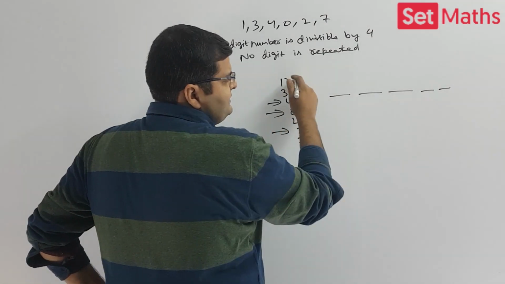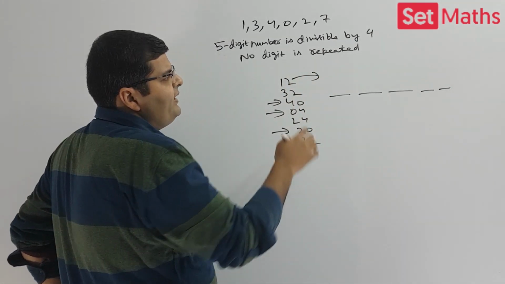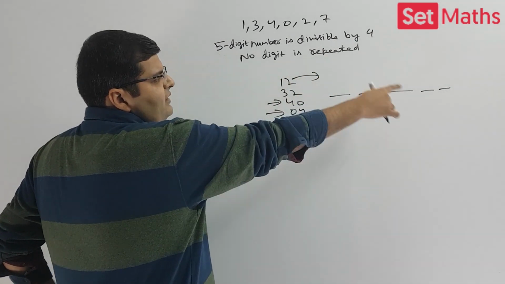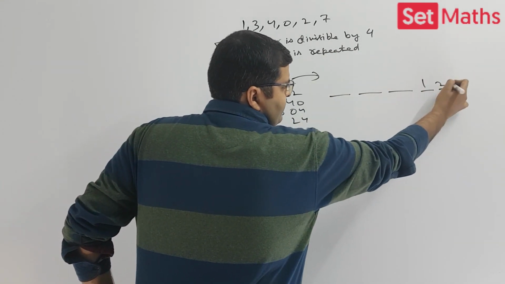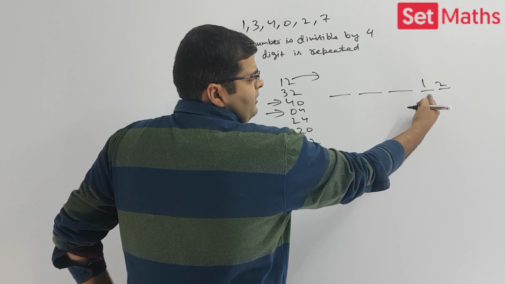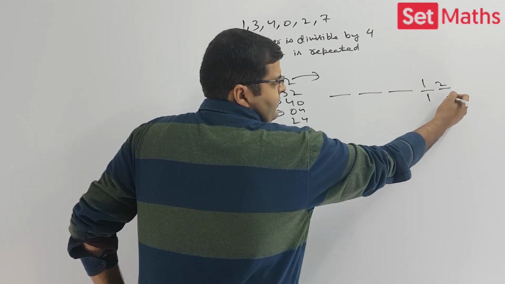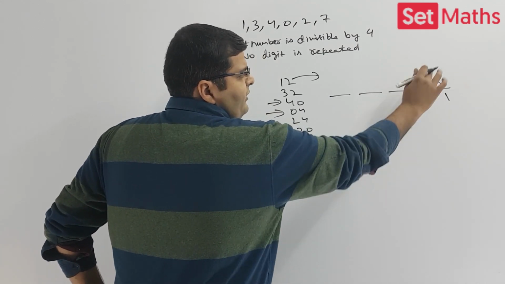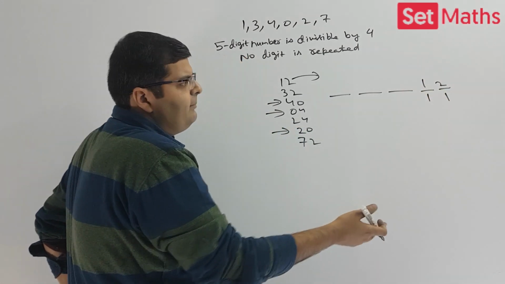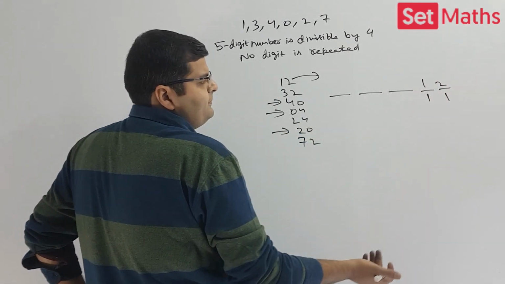So what we'll do is, we'll take the case for 12. We'll try to find out how many 5 digit numbers end with 12. So I'll put 1 and 2 here. The number of ways this can be filled is 1 because 1 is coming here, and the number of ways this can be filled will also be 1 because 2 is coming here. There is no other option.